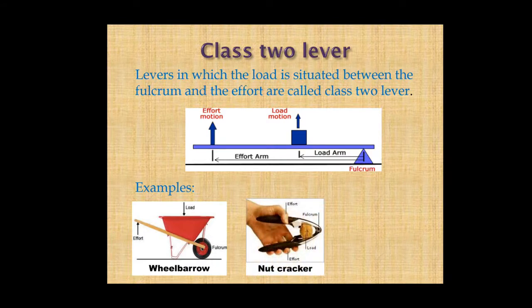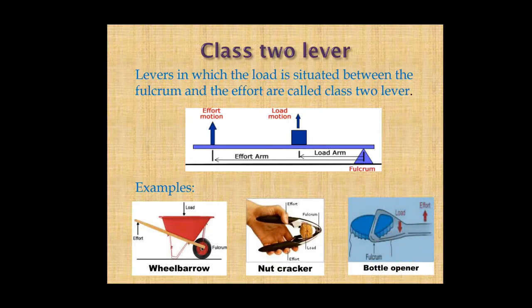Second one, nut is situated between the effort and fulcrum. That's why nut cracker is also the example of class 2 lever. And the third one about the bottle opener, you can see over here load is also in the middle between the fulcrum and effort. So this is also the example of class 2 lever.